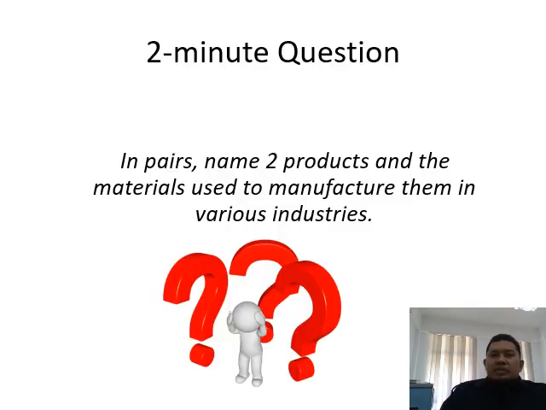So it's actually not a 2-minute question. It's actually a question for each of you, not in pairs. Name two products and the material used to manufacture them in the various industries. A simple product, for example, a pencil, a mechanical pencil.